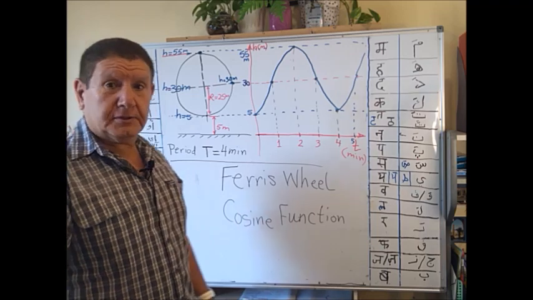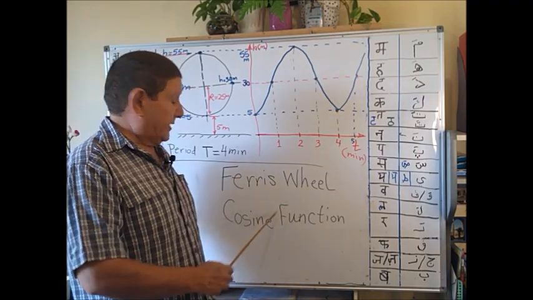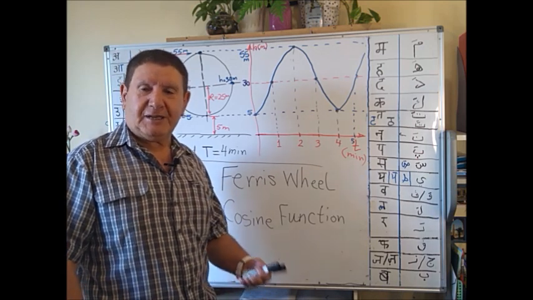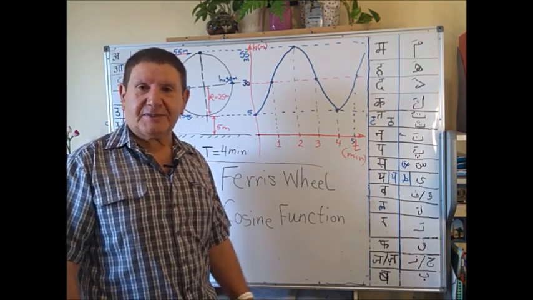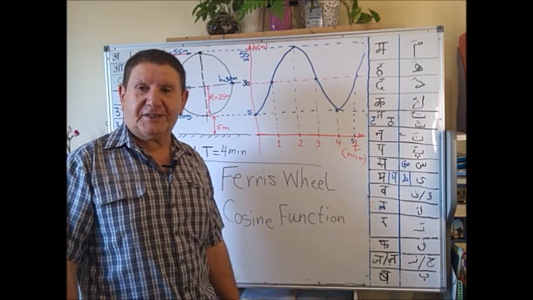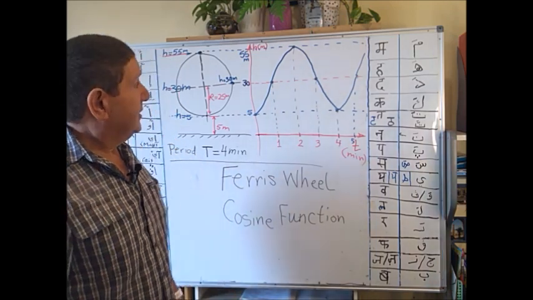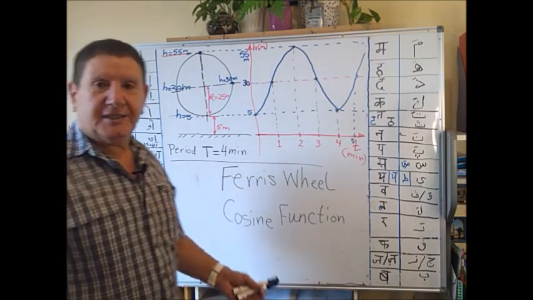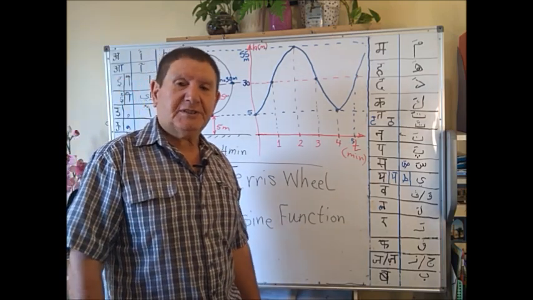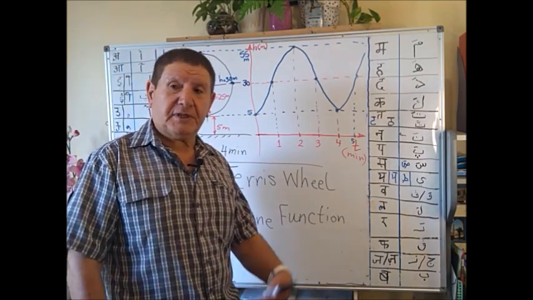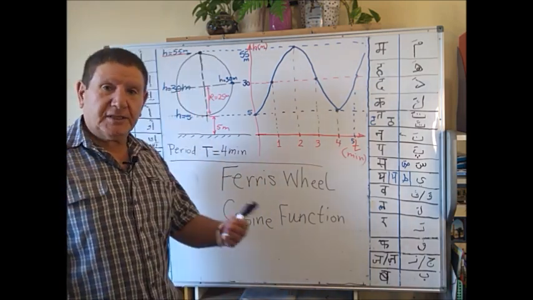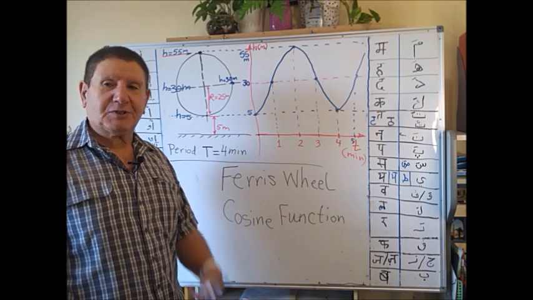Today we're going to do the Ferris wheel as a cosine function. This is a common problem that comes up in assignments, in exams, in high school, in university, in engineering, design. So let's see how we can write or model the motion of a Ferris wheel, that is the height with respect to time.